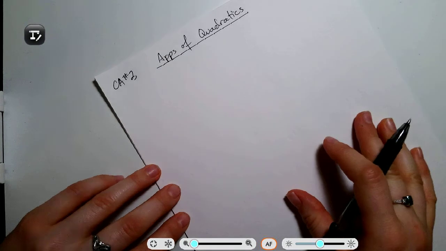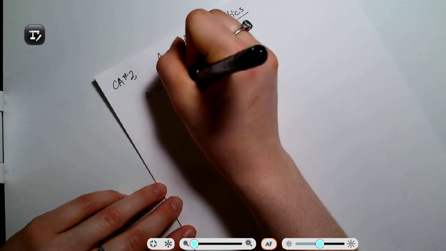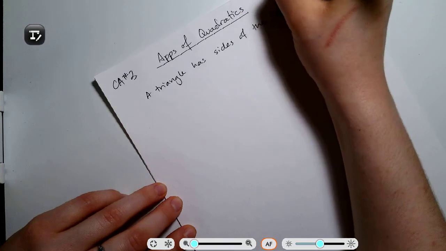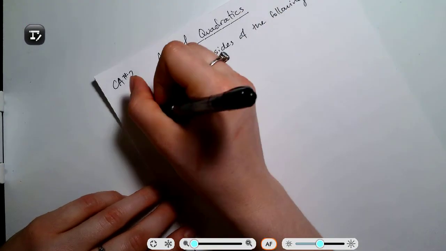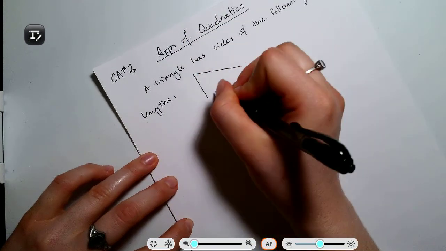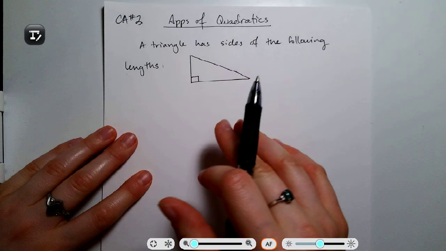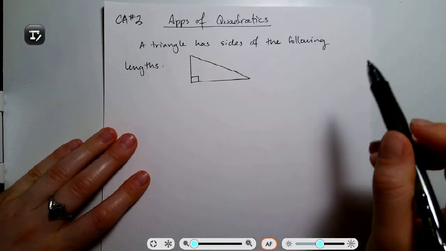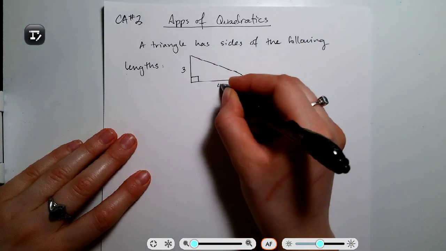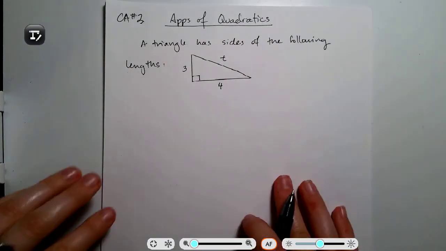Okay, so let's go ahead. A triangle has sides of the following lengths. Okay, so here we go. We got a triangle. I'm going to put that square in. What does the square mean for a triangle? That means it's a right triangle. That's very important to know for this problem. We want to know that it's a right triangle, and I'll tell you why in a sec. Okay, here's the length of the sides, 3, 4, and the one side we do not know, t. Okay, so we want to know what is the length of the hypotenuse.